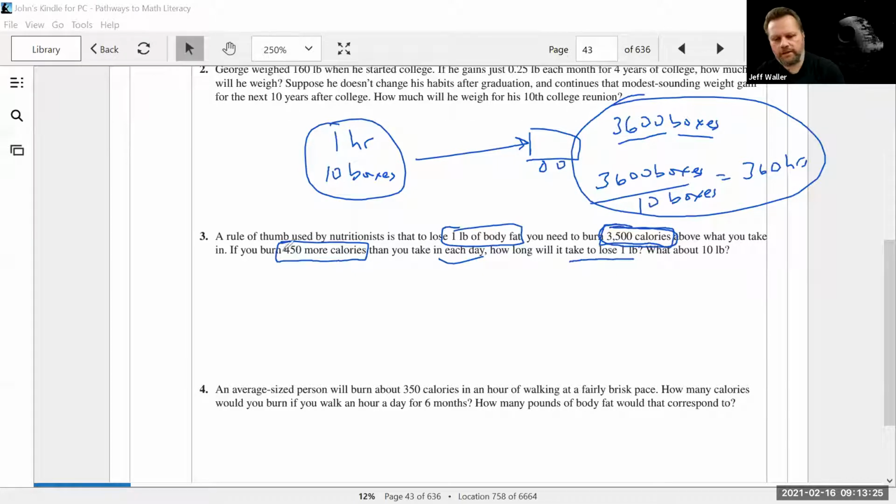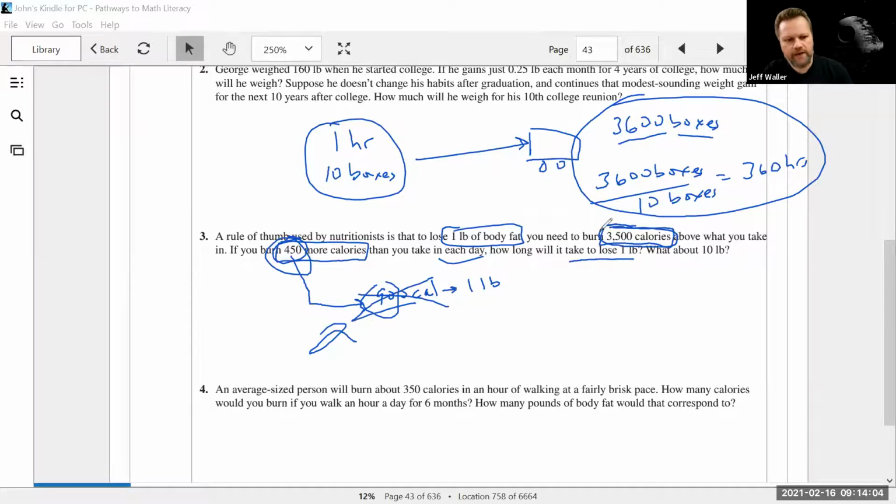All right. If it was 900 calories to burn a pound, and you did 450 calories a day, how many days until you burn a pound? Wouldn't that just be 2 days? In 2 days, you will have burned 900 calories. 900 divided by 450 is 2. So it's not 900, it's 3,500. So you do the exact same thing.